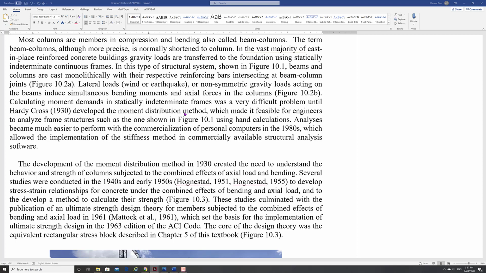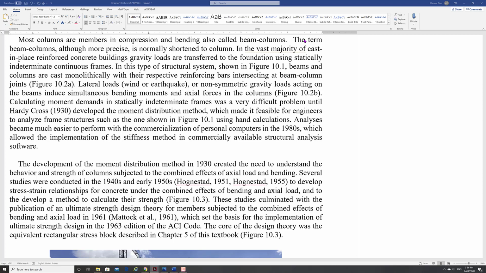You have seen the moment distribution in your analysis class. And it's a good method. If you really work at it, it gives you a very good understanding of how moments distribute, and what is the effect of the stiffness of a member on a moment. So if it's done properly, you learn a lot out of that method. If you just did the calculations, then you just did calculations, so you didn't learn much except just to use the method.